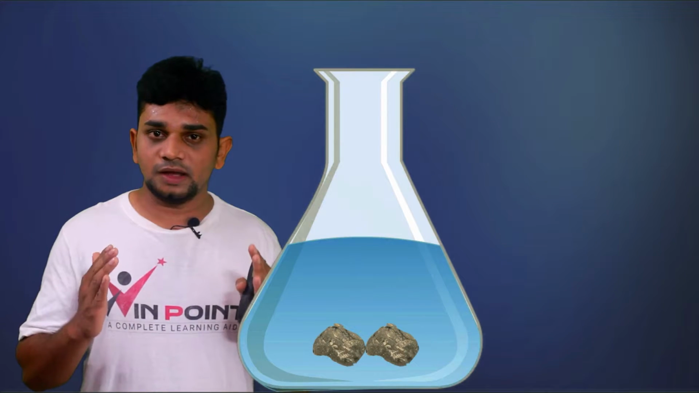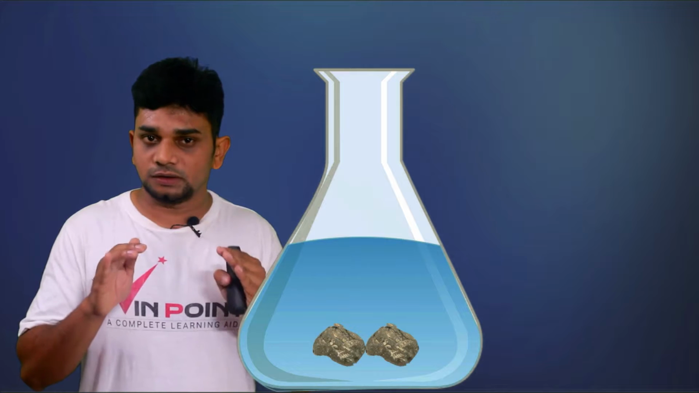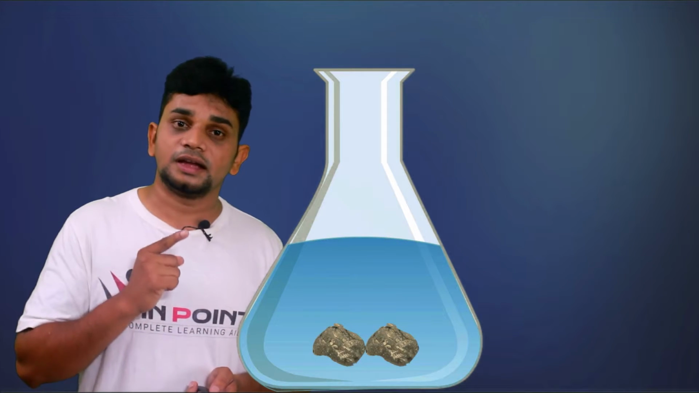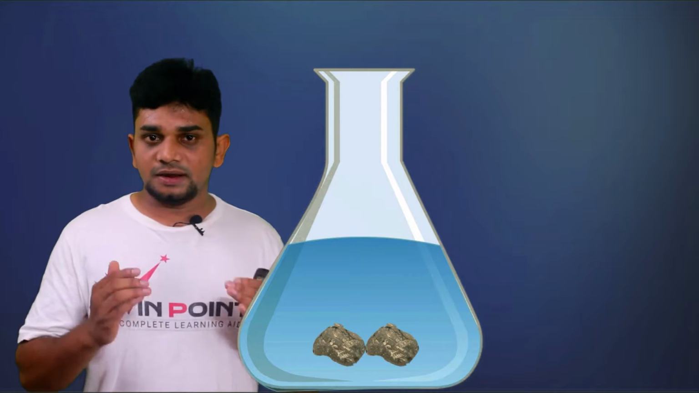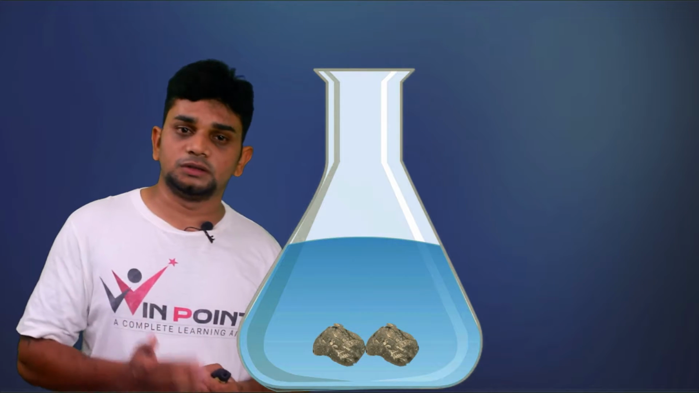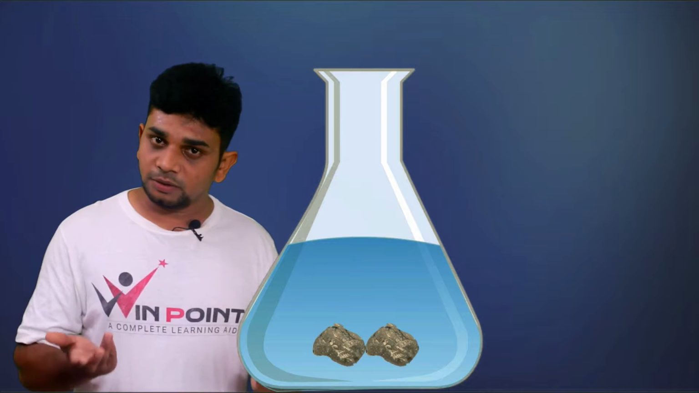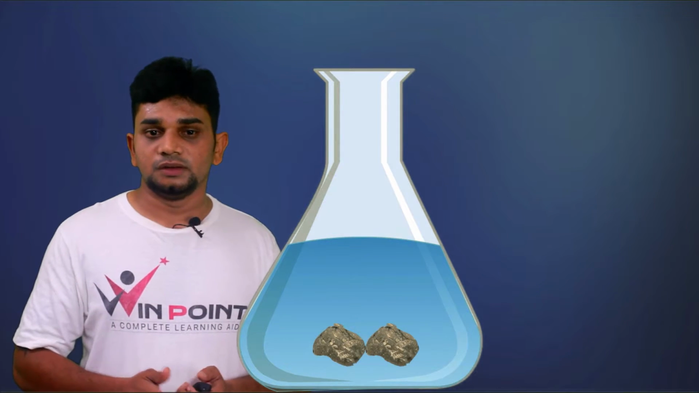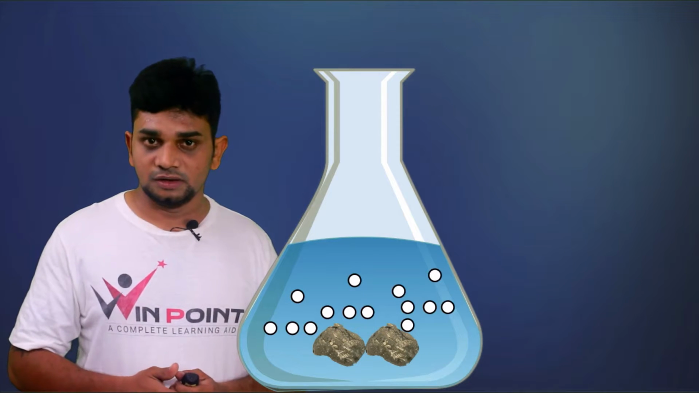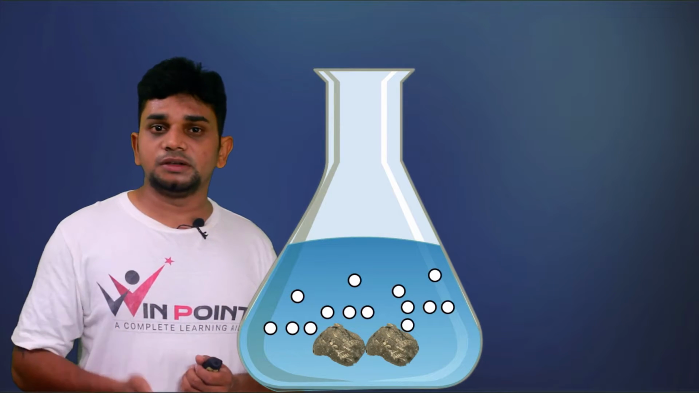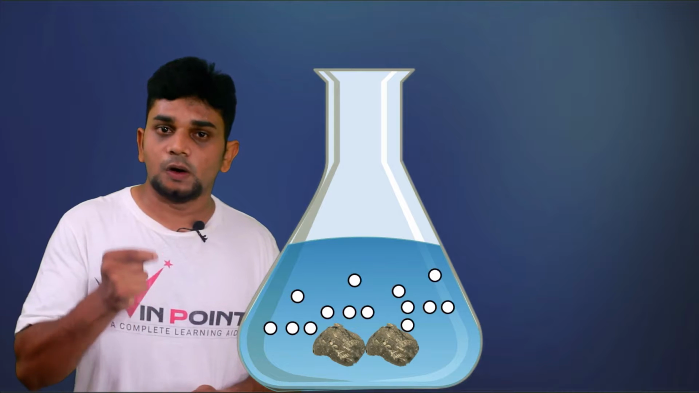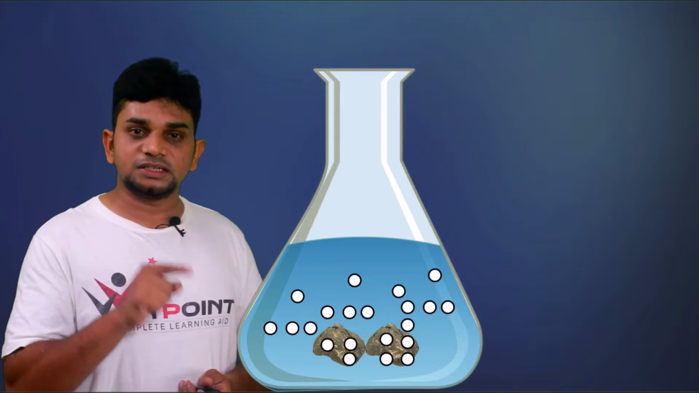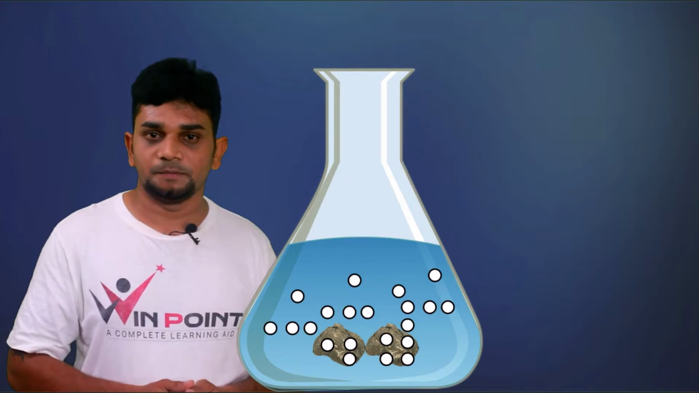Here there is a conical flask and it consists of water, and I added calcium metal here. Here you can see this calcium metal. If there is a reaction between calcium and water, we are going to get calcium hydroxide, and with that there will be evolution of hydrogen gas. So you can see hydrogen gas here. Hydrogen bubbles. Some of these bubbles are going to stick on the surface of calcium metal. Here you can see some of the bubbles are sticking on the surface of calcium metal.